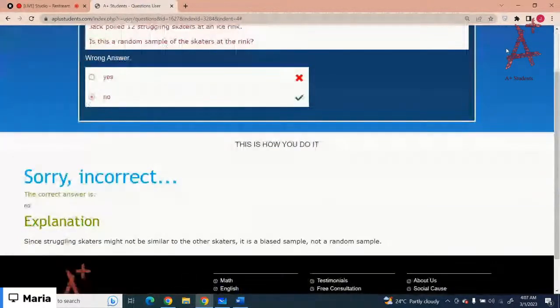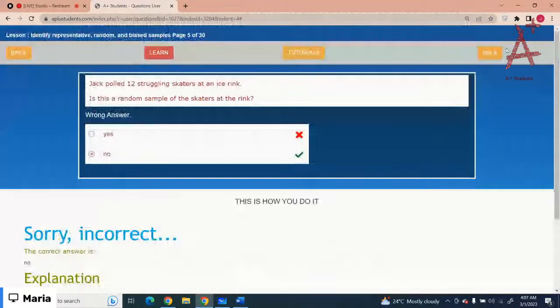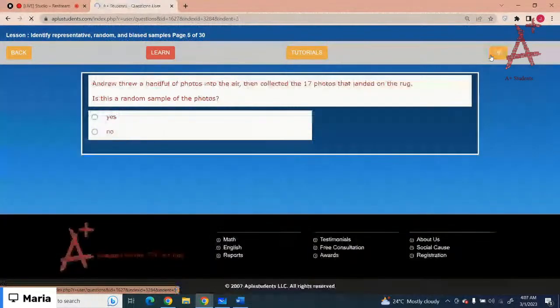Oh, struggling skaters. The condition here is struggling. The struggling ones are not the same as the others, so that is not a random sample. That would be a biased sample, because the condition here is that they are struggling. So the correct option is no. That is the biased one, not the random one.